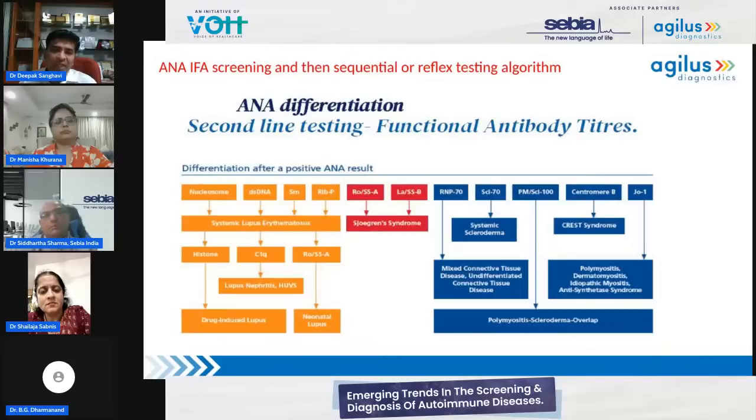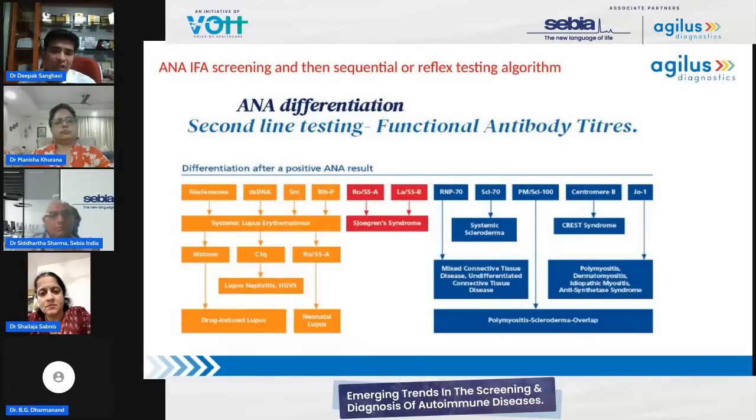For Sjogren's syndrome, SSA, SSB antibodies. For systemic scleroderma, Scl-70 antibodies. For mixed connective tissue disorders, U1-snRNP and RNP antibodies. For CREST syndrome, centromere antibodies. And for polymyositis, dermatomyositis, Jo-1 antibodies. So there are multiple antibodies which will give you a specific diagnosis.